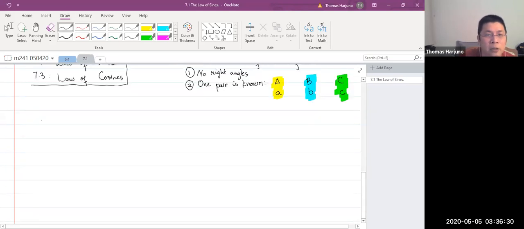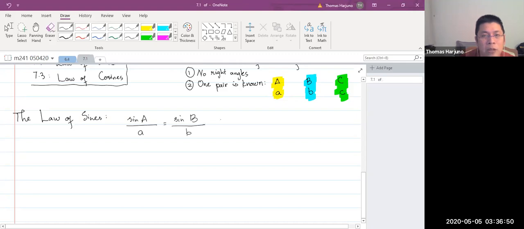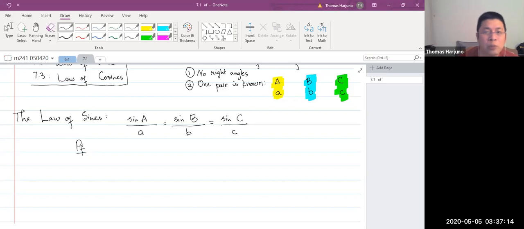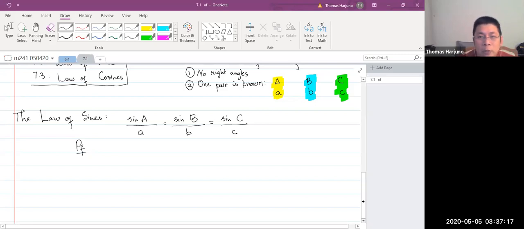Now, let's derive what the law of sines is first. The law of sines says that sine A over A equals sine B over B equals sine C over C. You can see the proof in our textbook, but I will prove it using a slightly different method. Oh, hold on. I think I showed you that proof before, or not. I guess not yet, it's not in this class. Then I have to prove that using the textbook method.